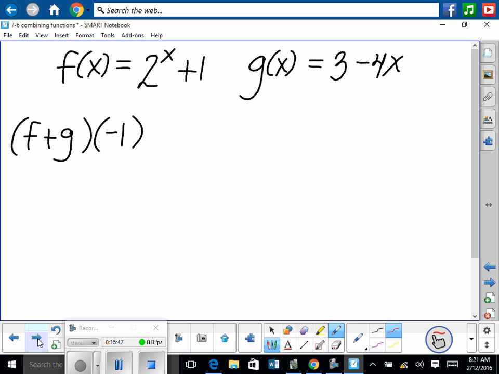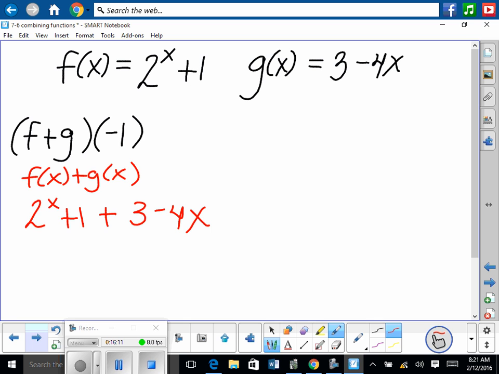Couple more. So we have f of x is equal to 2x plus 1, and g of x is equal to 3 minus 4x. The reason I want to show you this one is because we're dealing with something a little different. So f plus g of negative 1. We know that we're doing f of x plus g of x, right, everybody? So that would be 2x plus 1 plus g of x, which is 3 minus 4x.